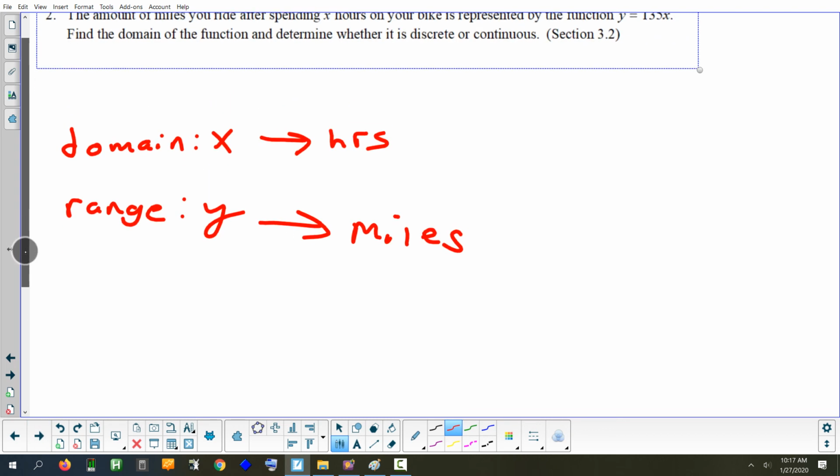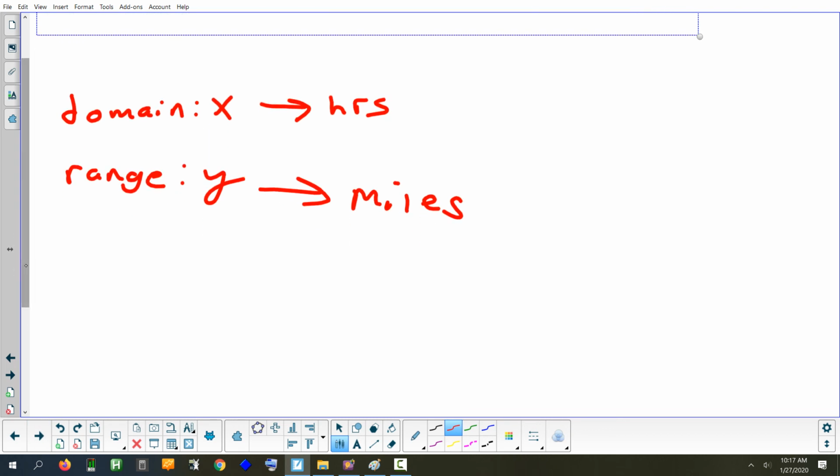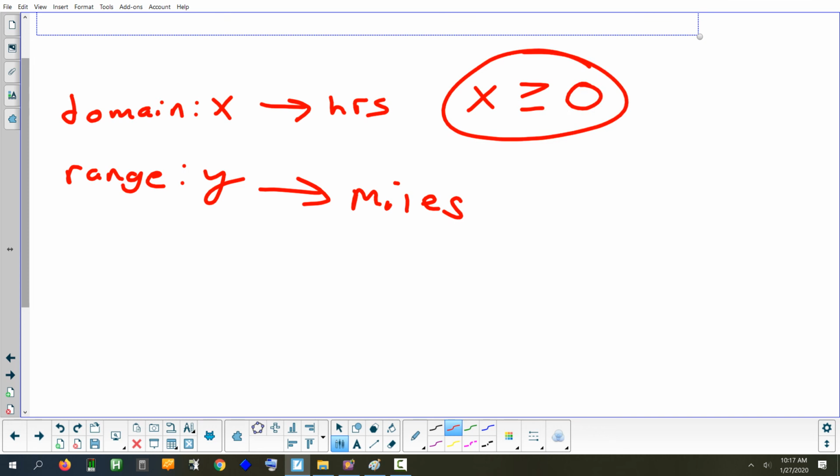So the domain here would be anything greater than or equal to 0. You could also write that out: X is any number greater than or equal to 0. It can't be negative, that doesn't make sense. But it could be a decimal.